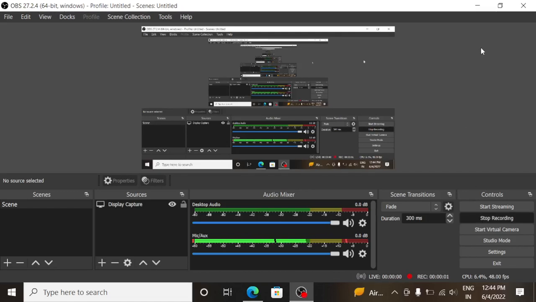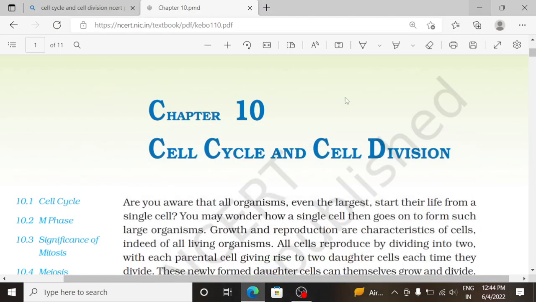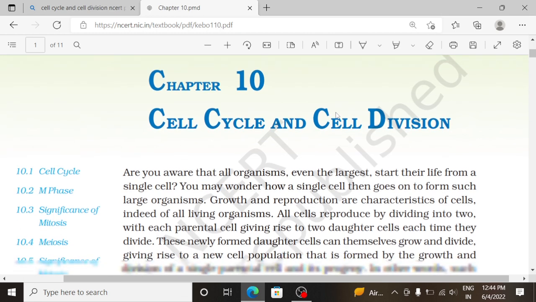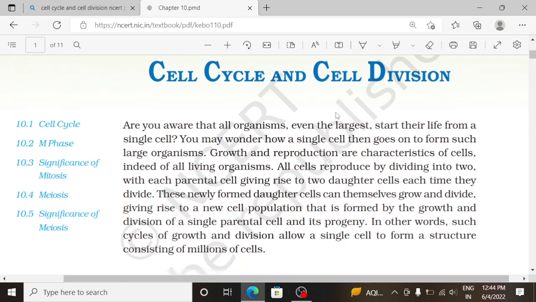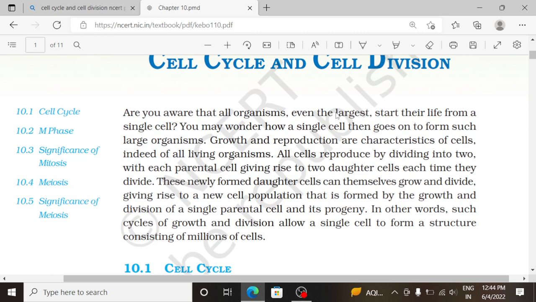Hello everyone, and today we are going to start with chapter 10, Cell Cycle and Cell Division. Are you aware that all organisms, even the largest, start their life from a single cell? You may wonder how a single cell then goes on to form such large organisms. Growth and reproduction are characteristics of cells.